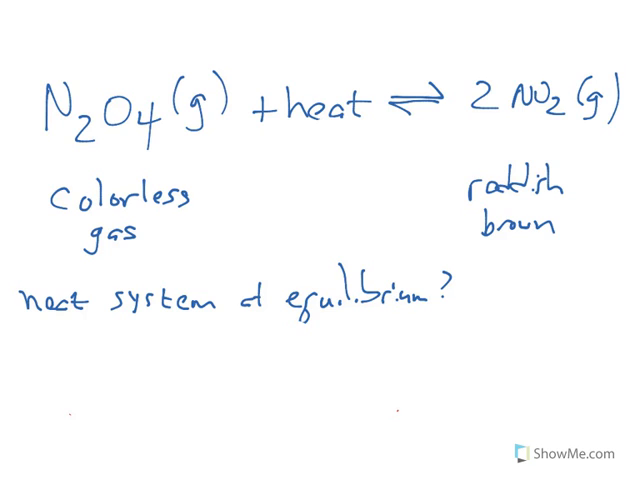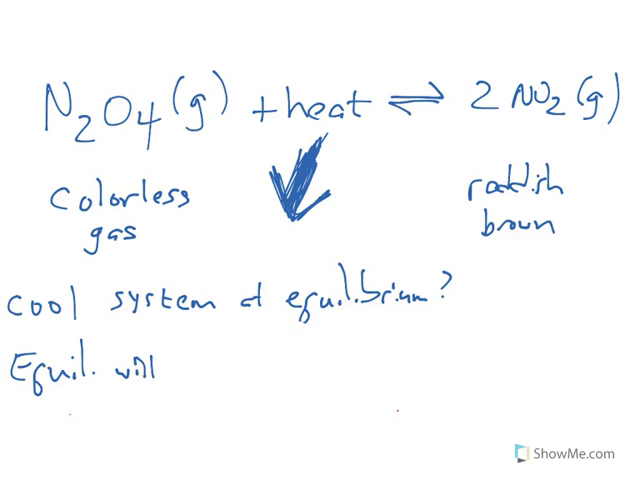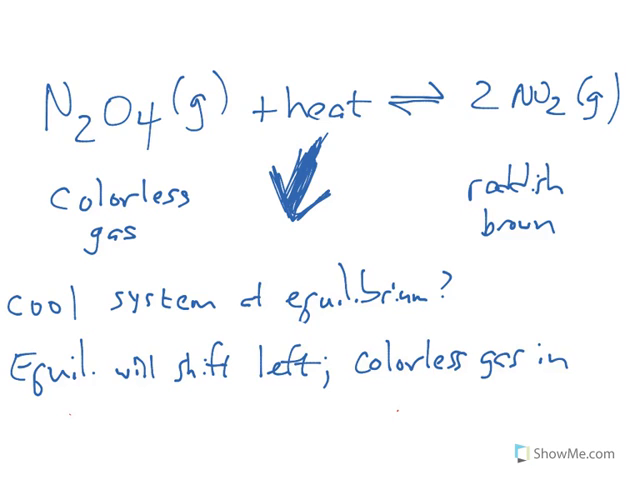The opposite would be cooling the system at equilibrium. What you're doing there is removing heat. You can stick it in, let's say, liquid nitrogen, or an ice bath, or get it really cold. When you do that, that's going to remove heat, essentially de-stressing the left side. So when you de-stress the left side, the equilibrium is going to shift to the left. And what you would see is a colorless gas in the ampule. It would no longer be reddish brown. It would be completely colorless.